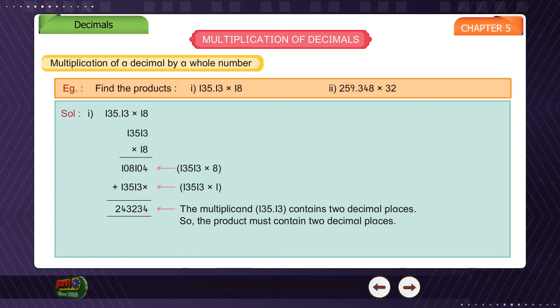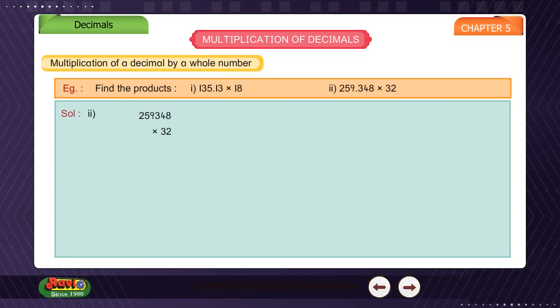The multiplicand 135.13 contains two decimal places. So, the product must contain two decimal places. Thus, 135.13 into 18 is equal to 2,432.34.